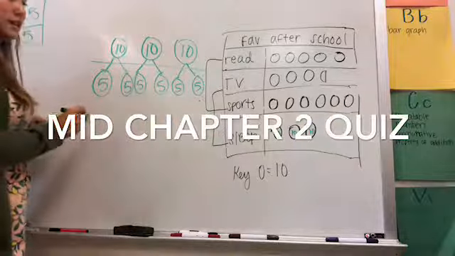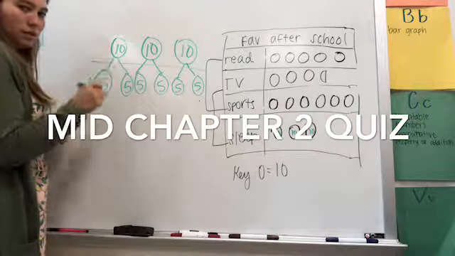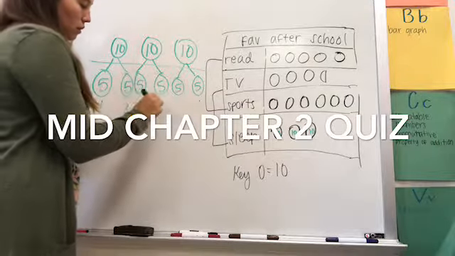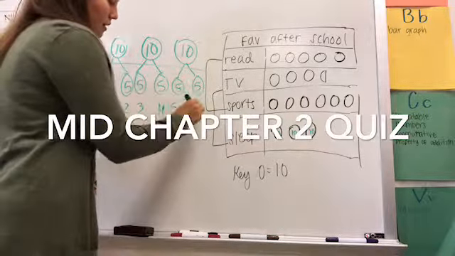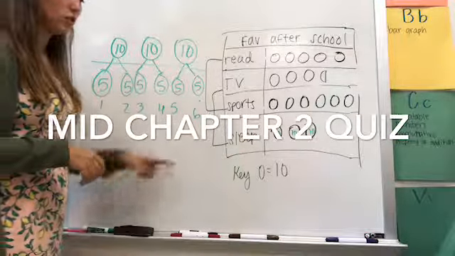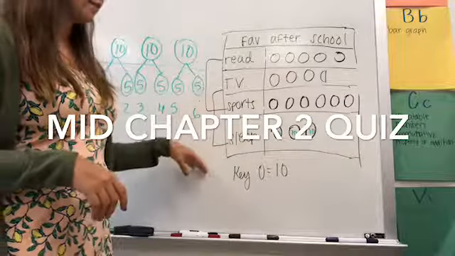The answers are the same. The amount of symbols are different. So if each symbol only represents 5, I need 1, 2, 3, 4, 5, 6. I need 6 symbols to represent sleep if each symbol only stands for 5.